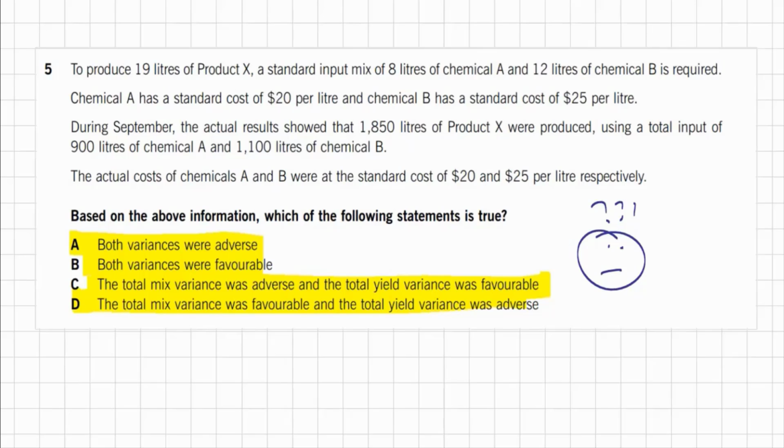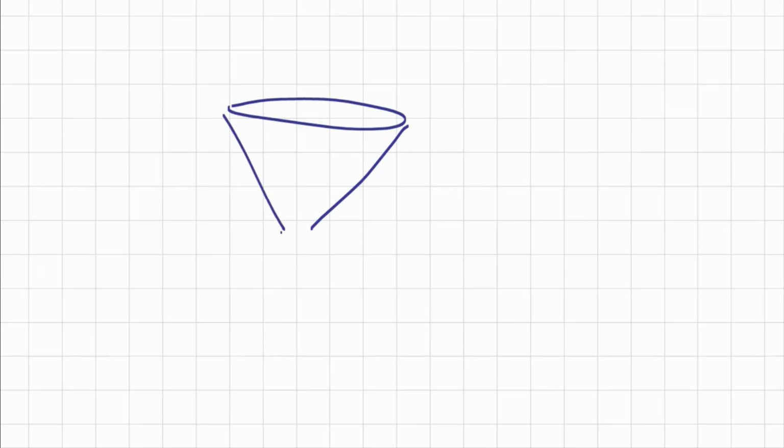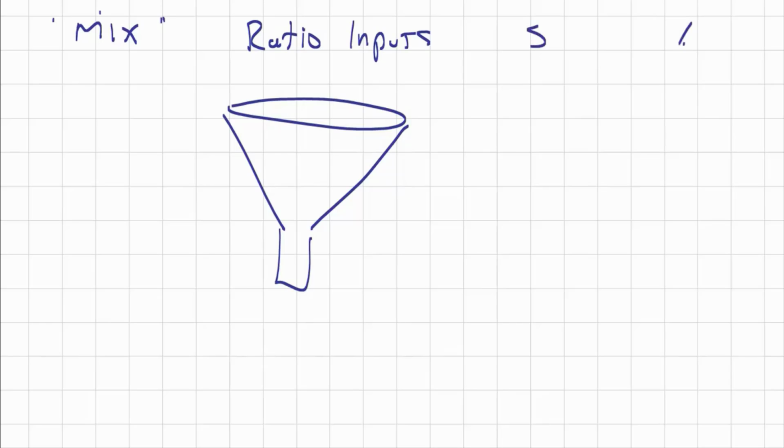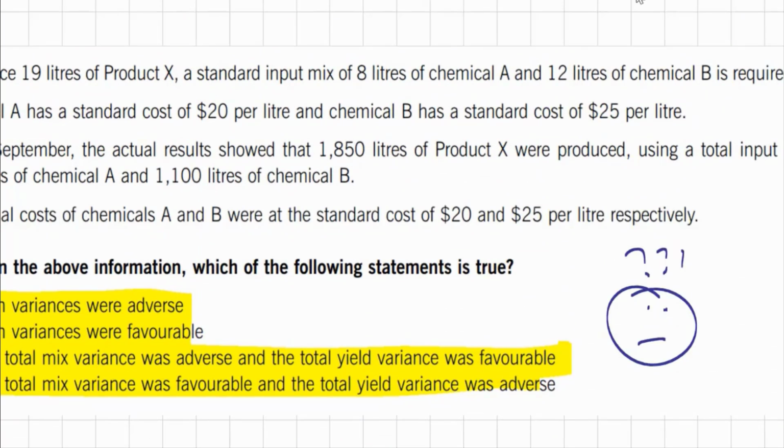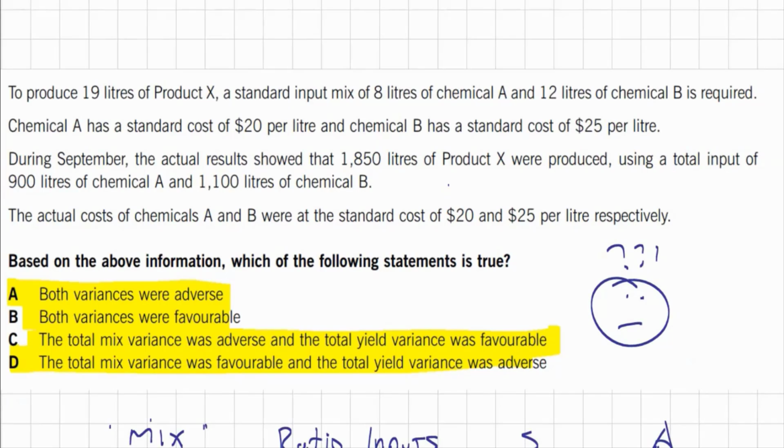So, if we are looking, everybody, pardon my artwork, mix variance first. We are looking at the ratio of the inputs. And we need to compare the standard mix to the actual mix. And because there are no calculations, maybe we can just do this logically. So let's do mix variance first, then we'll come back and do yield. Let's come back to the question. We have to find the inputs, which input is the cheap, which is the expensive. Then we have to find the actual. So we find the standard first, the actual second.